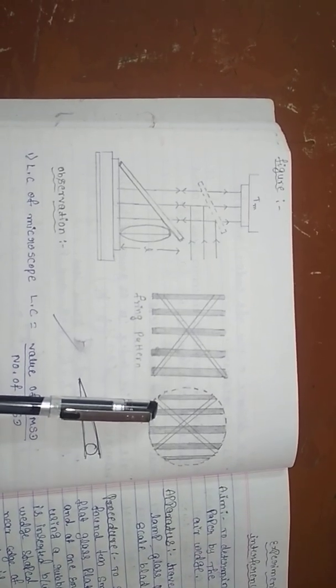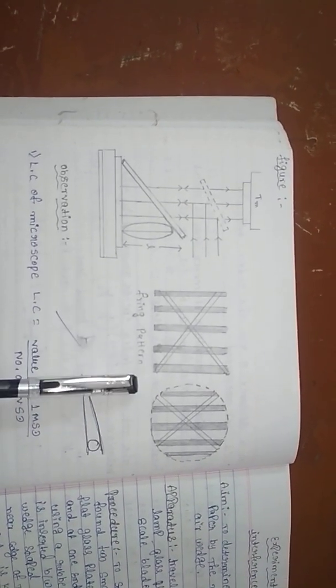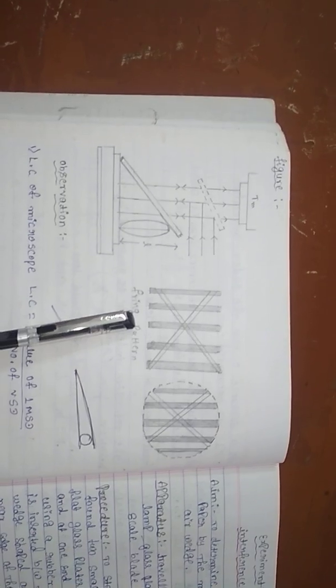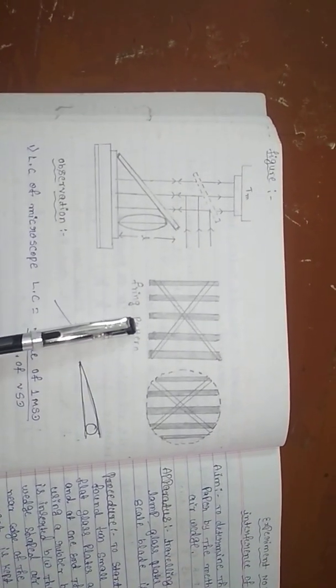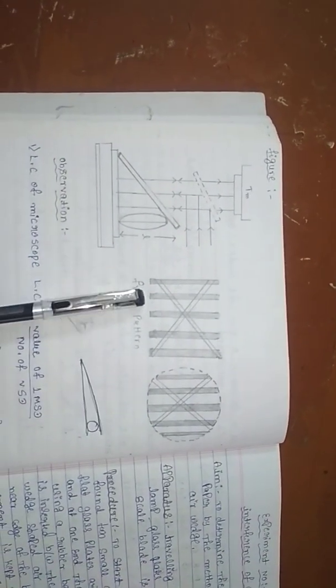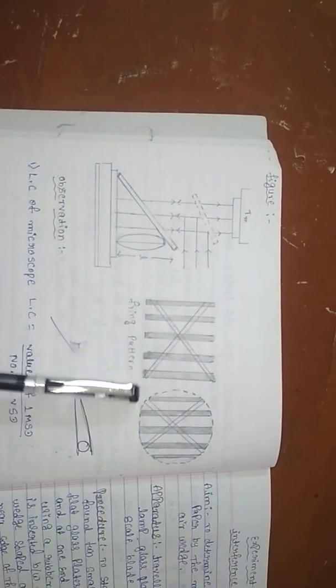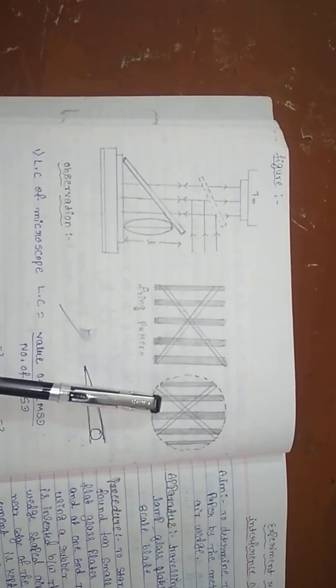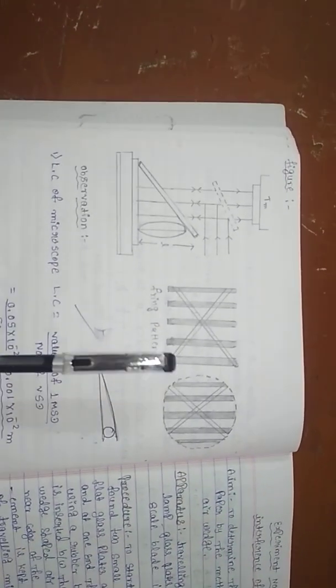When the interference phenomenon occurs, we observe alternate dark and bright fringes. This is the fringe pattern we observe after the interference of two light rays or light waves. Using the microscope, we observe this fringe pattern. So alternate dark and bright fringes occur.